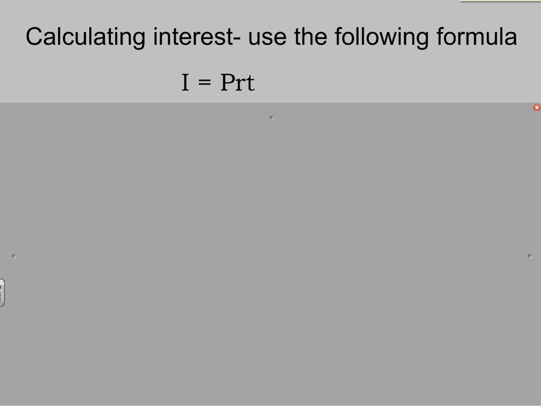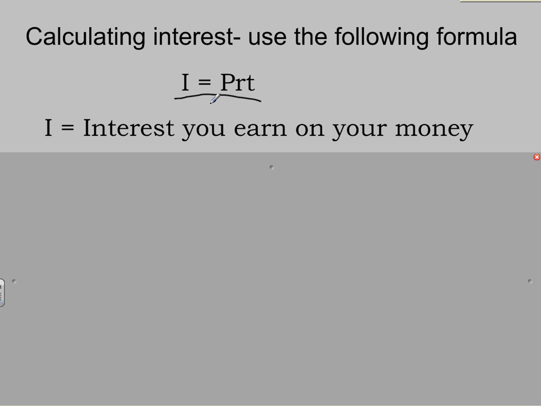So when we are finding the interest, finding out how much the bank pays us, we use this formula. I equals PRT. This can go on the same page in your notebook. And we have to talk about what each part of the formula means. I is the interest that you earn on your money. So it's how much money the bank actually pays you.